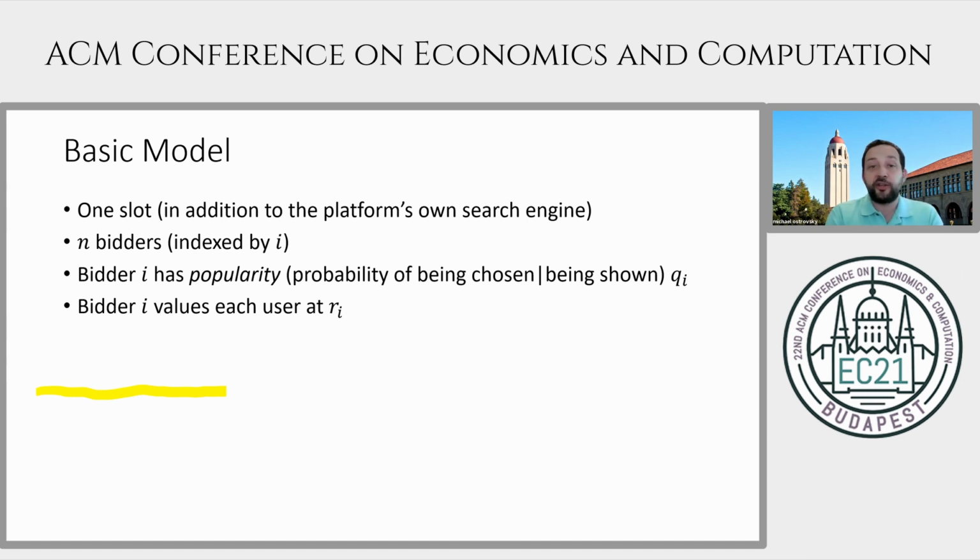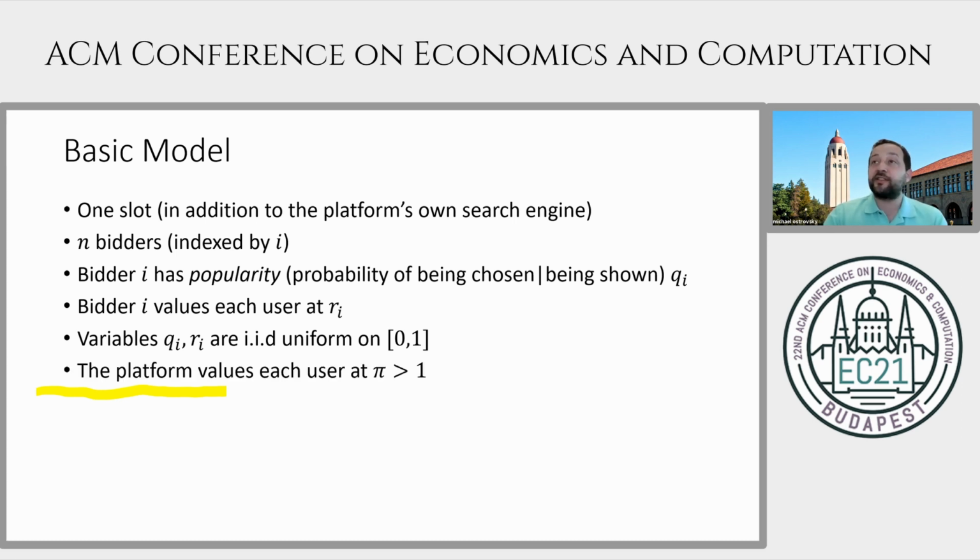How likely are you to be chosen if you're shown on the screen? The other characteristic is Ri, how much revenue you would get from each user. And for simplicity, all these variables for all these bidders are going to be uniformly distributed between 0 and 1 independently. And the platform, here is another key distinction from standard models in auction theory, actually values each user at pi greater than 1. So their most preferred outcome is to not have the user choose one of these alternative options and instead choose the default. So the incentives of the platform, the seller, are quite different from typically what you see in auction theory.